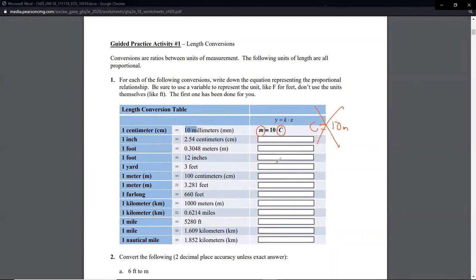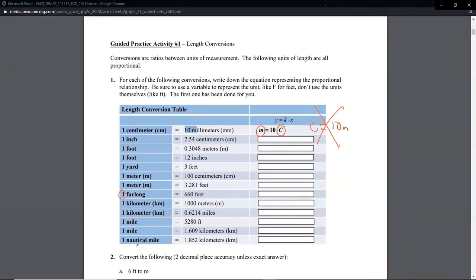Now, the letter choice that each student makes could be different, especially for this one right here. They both have F, so maybe you use L for furlong or G for furlong, and F for feet or T for feet. So when you're doing your discussion board, you could use your words and use your letters.